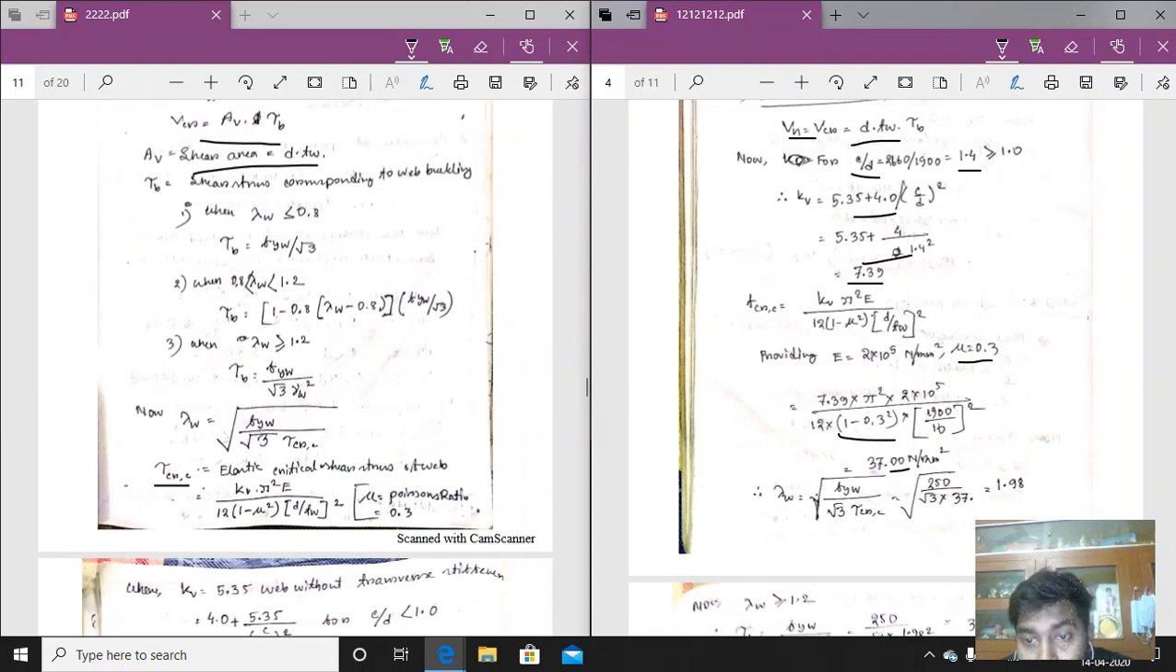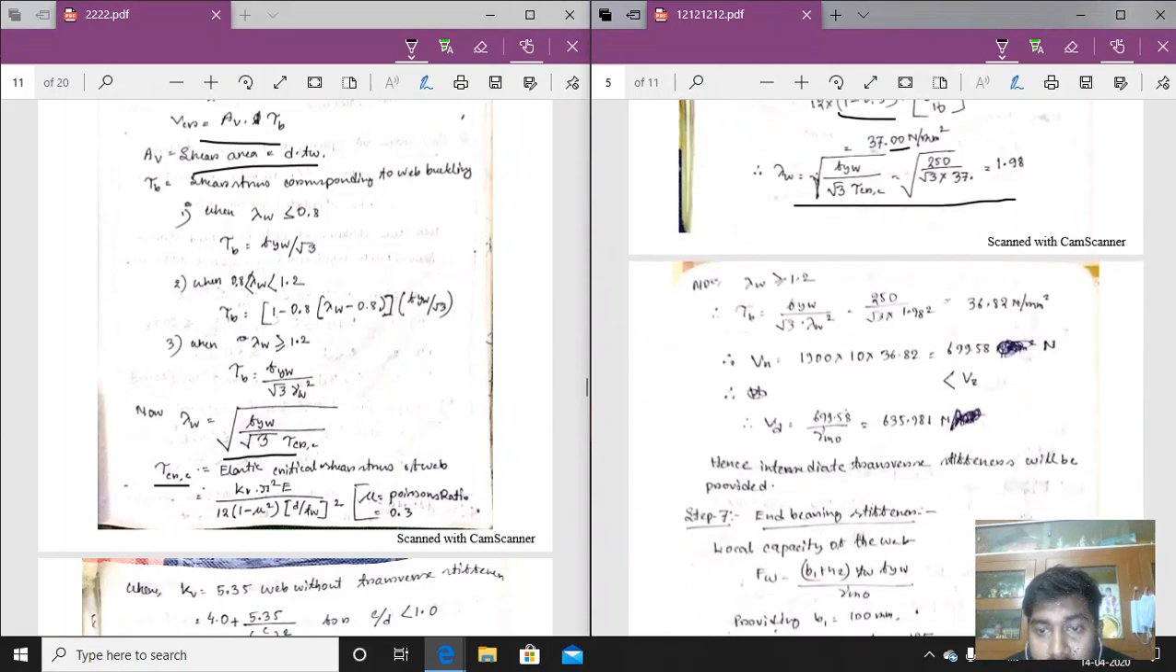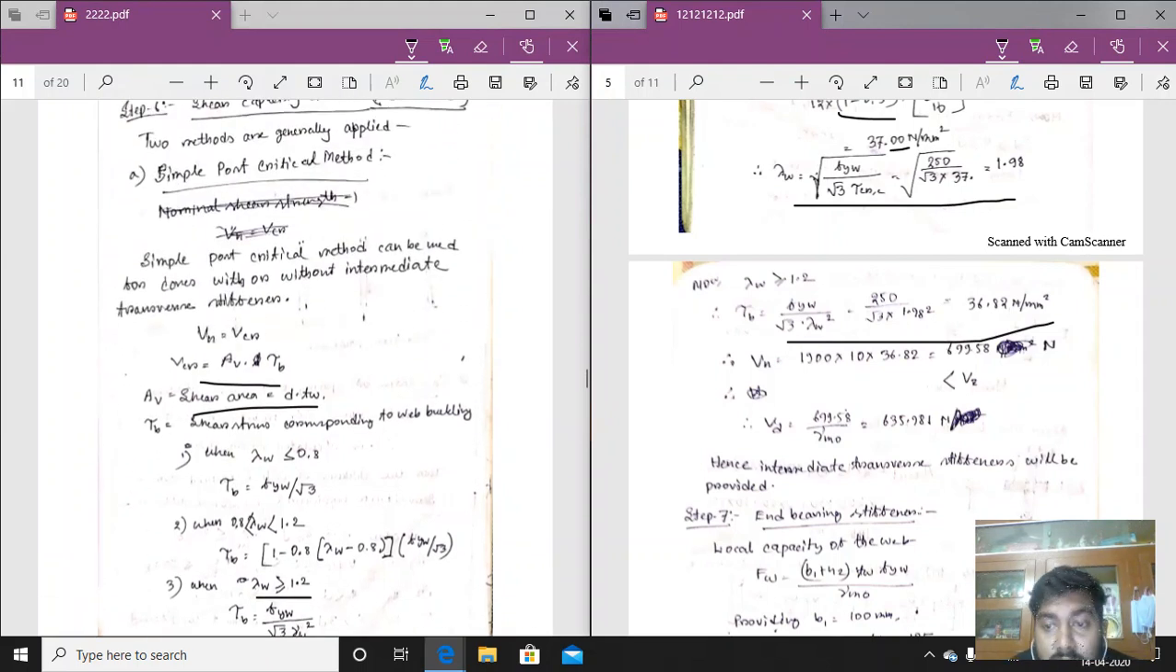Then we have to calculate the value of tau B. So we have tau CRC, now we are getting lambda W. The lambda W formula is that, so lambda W we are getting 1.98, putting all the values here. Now lambda W here is 1.98, that means it is greater than 1.2. So we have to use that formula of tau B, FYW by root over 3 gamma MW square. So putting all the values, we are getting 36.82 Newton per millimeter square. So putting the value of tau B in that equation, D into T into tau B, we are getting 699.58 Newton, which is less than the Vz.